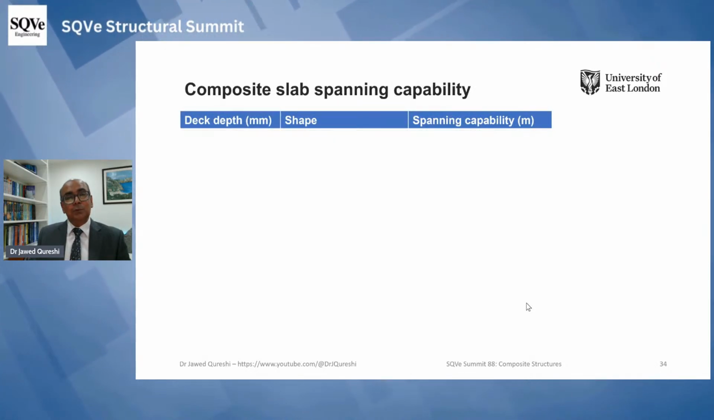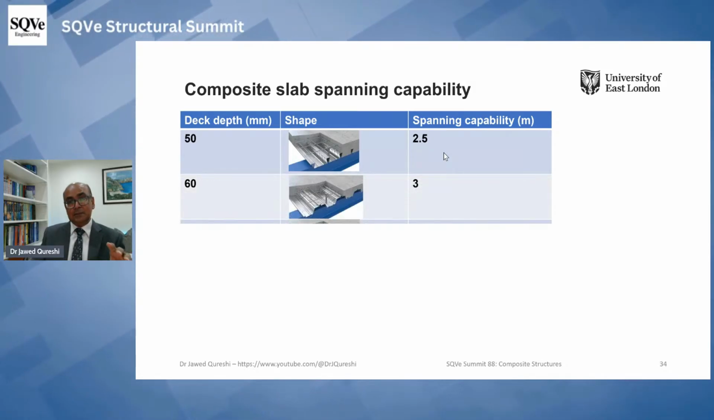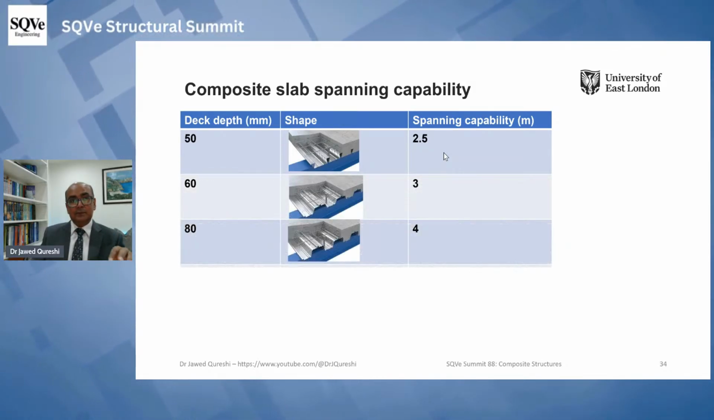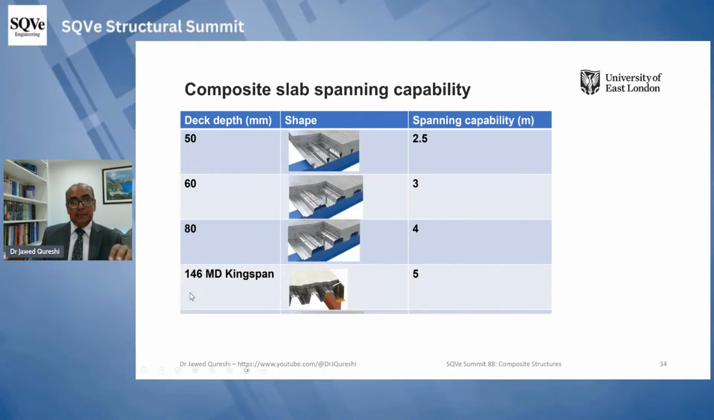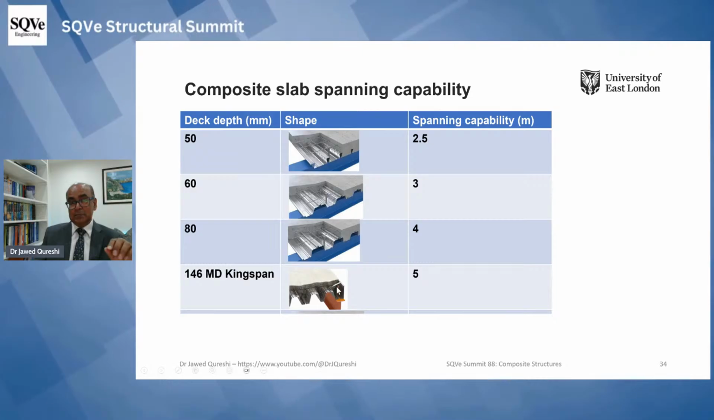Now I will move to the spanning capability of different sheetings. And this is very interesting. 50 millimeter spanning capability is about 2.5. So if you have a 2.5 slab span, remember that this is the span of the slab, then use this. 60 millimeter, about 3 meters. 80 millimeter is about 4 meters. And 146 MD king span, multi-decking span, it can span up to 5 to 6 meters. So this is very deep sheeting.